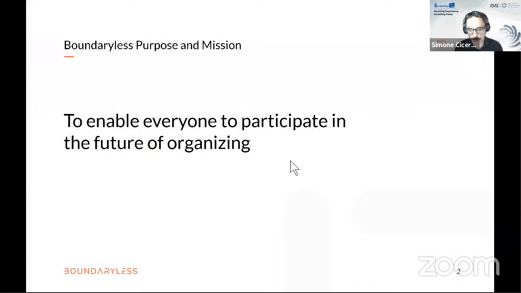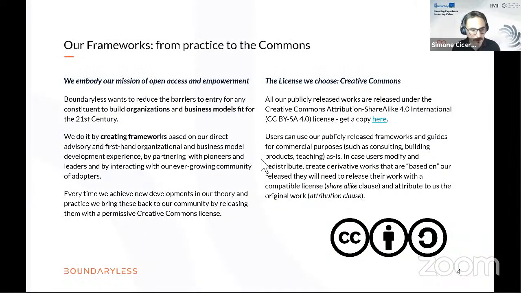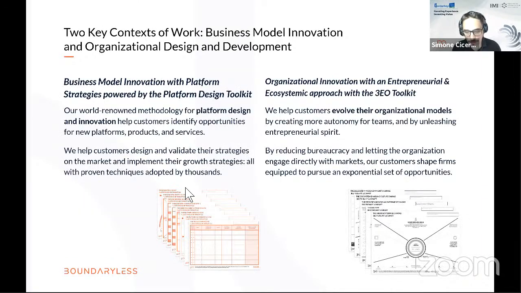So first of all, let me just give you some context. Here is Simone from Boundaryless. Boundaryless is the partner with HMI that runs the open source research, RDHY Research Center. And what we do, essentially, we do frameworks and services for large and small companies to adopt innovative business models and innovative organizational models for the 21st century. As part of this mission, we build these frameworks in Creative Commons, with open access that everybody can use. We are famous, let's say, for the Platform Design Toolkit, that is the most used, I would say, complete methodology for the evaluation and design of platform-based business models, marketplaces, and things like that.